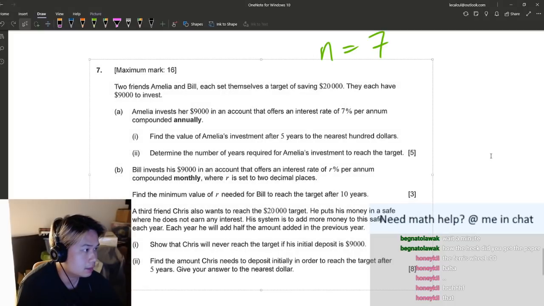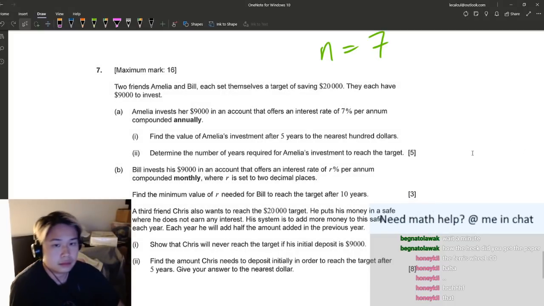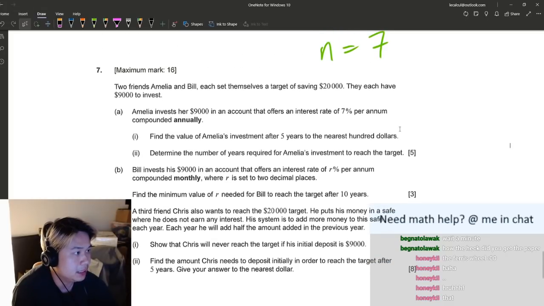Oh look, interest question. Okay, we have two friends, A and B. Each set themselves a target of saving $20,000. They each have $9,000 to invest. So Amelia invests in an account at 7% per year, compounded annually. Oof, try to increase your compounding periods. Just a little hint. You'll get a little bit more money that way. Find the value of Amelia's investment after 5 years to the nearest $100.